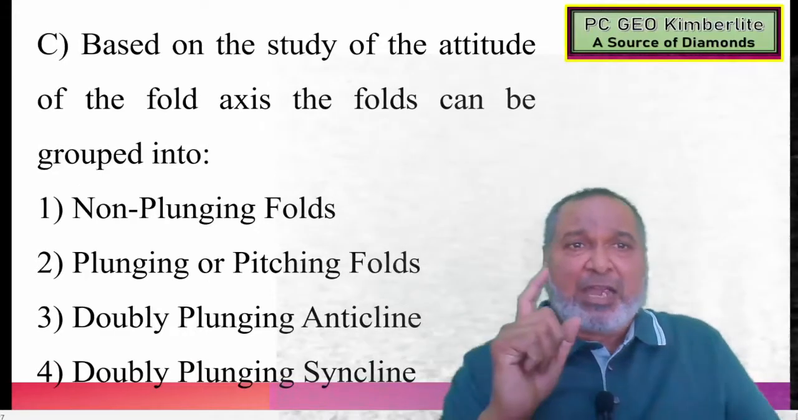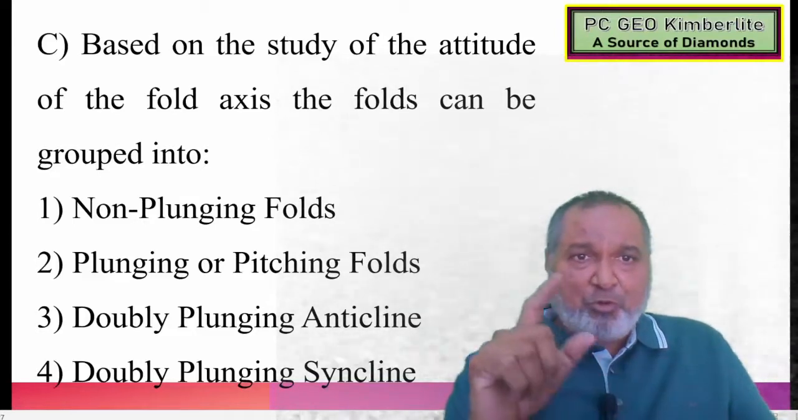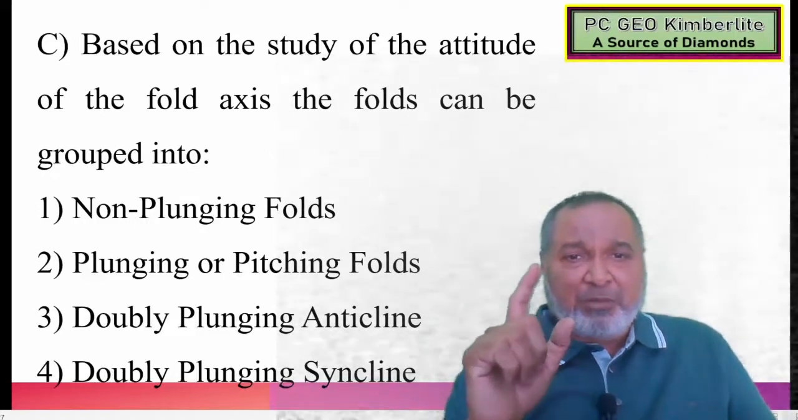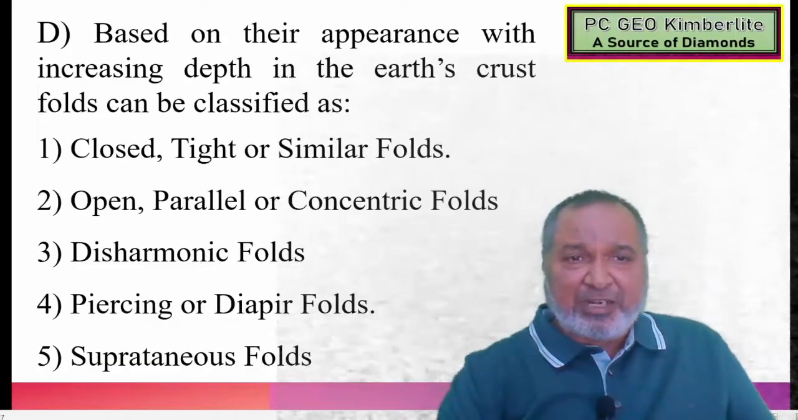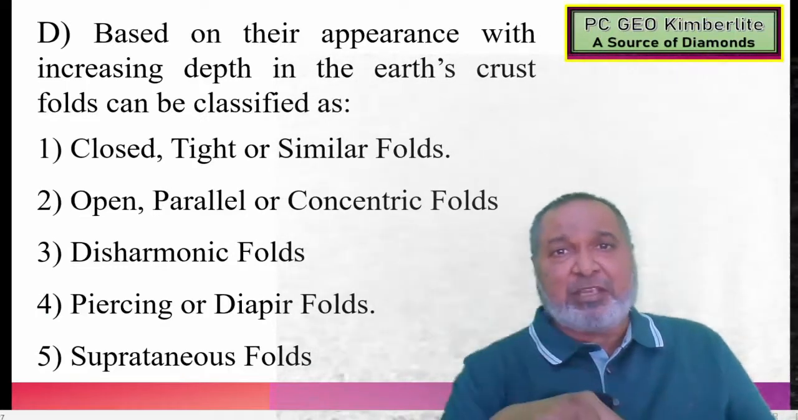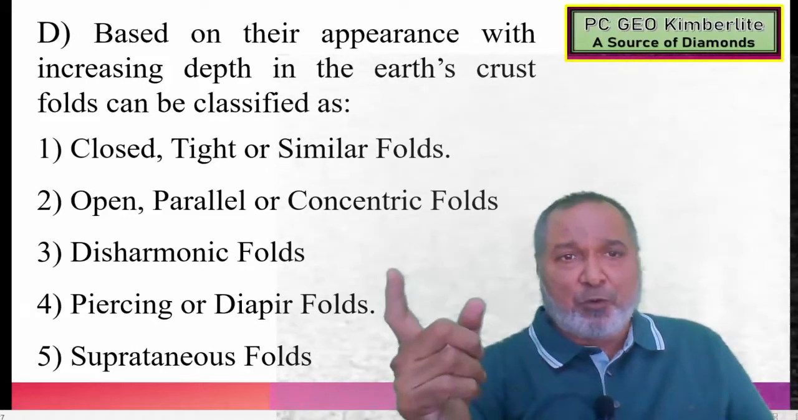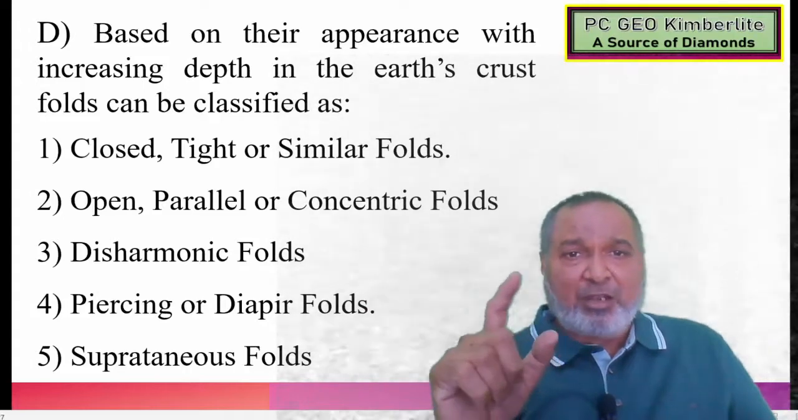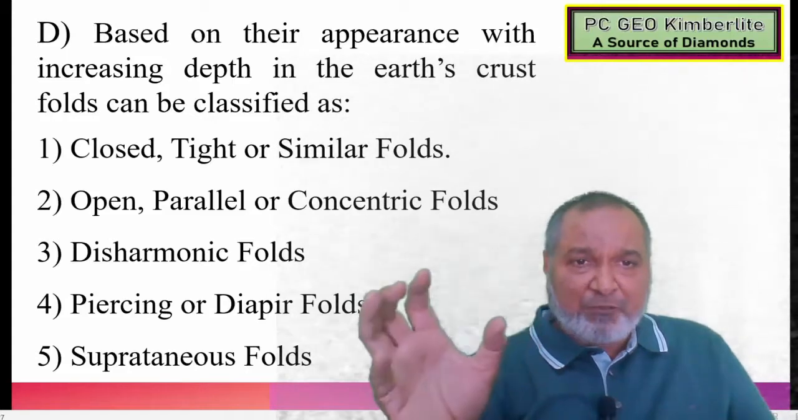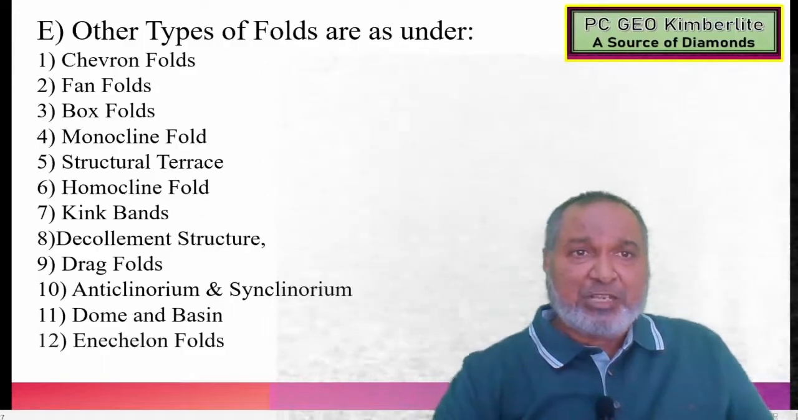Based on the attitude of the fold axis, folds can be grouped into non-plunging folds, plunging or pitching folds, doubly plunging anticline, and doubly plunging syncline. Then the D category, based on the appearance of increasing depth in the earth's crust, folds can be classified into close, tight or similar folds, open, parallel or concentric folds, disharmonic folds, piercing or diapiric folds, and the last one, supratenuous fold.